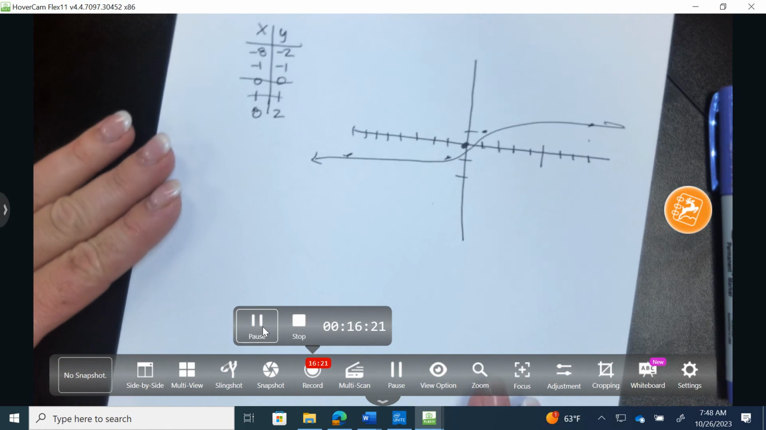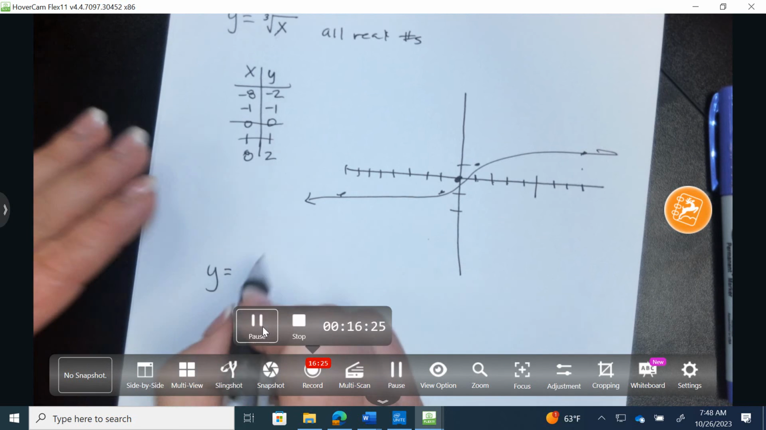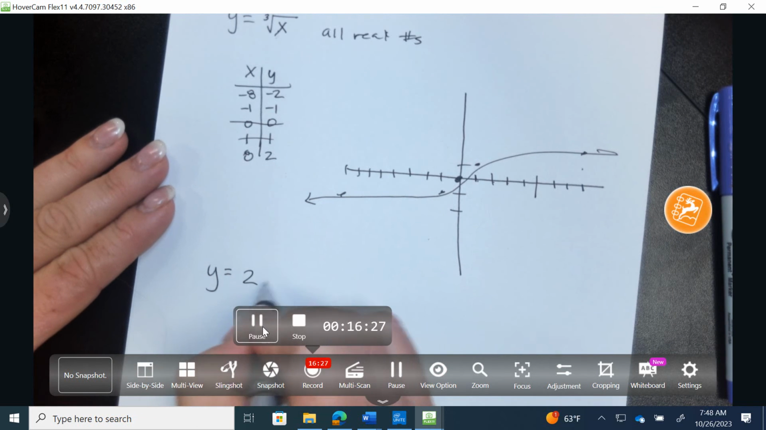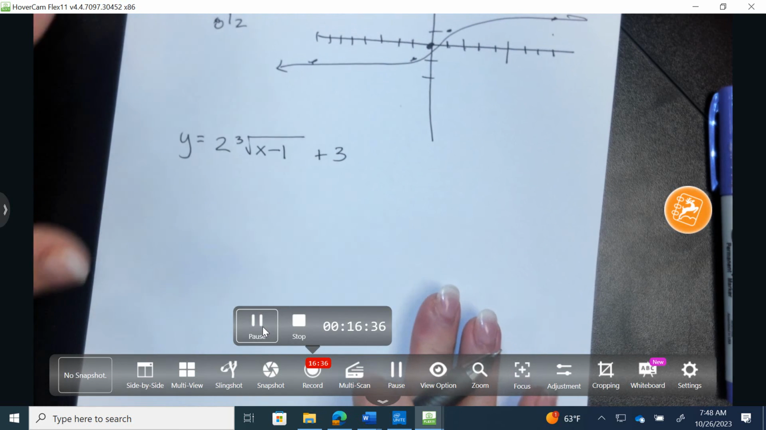All right, let's get in one more problem here as practice. Please write down y equals 2 cube root of x minus 1 plus 3. We are going to do this together.